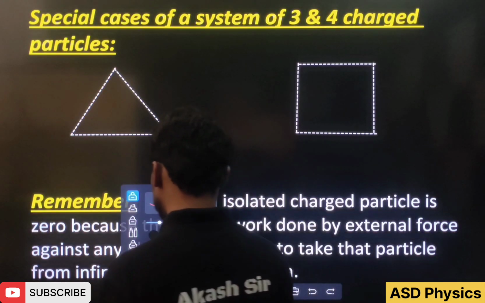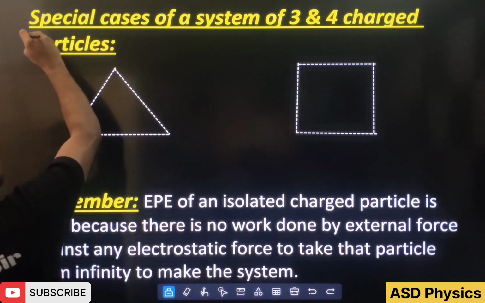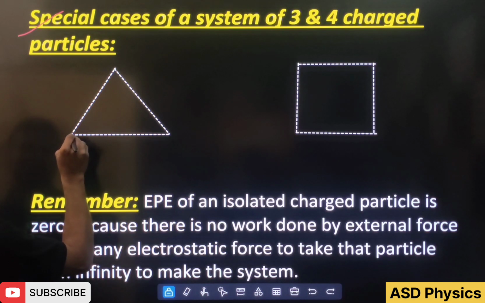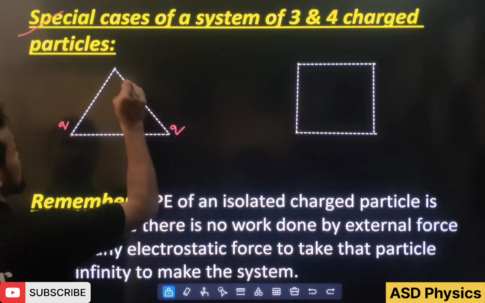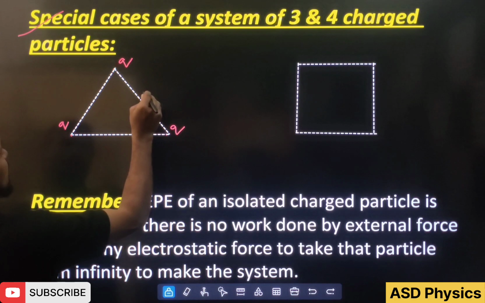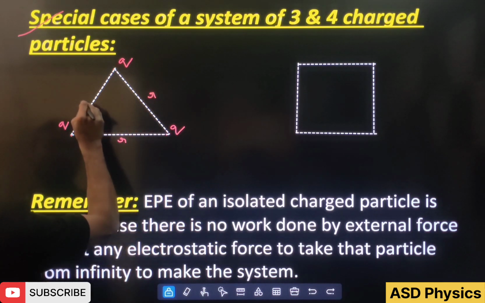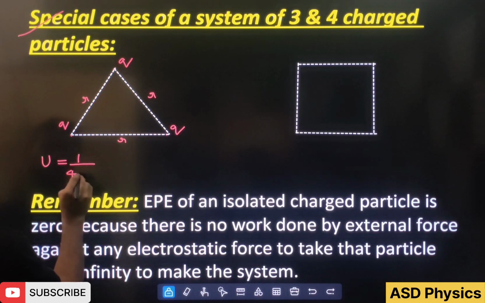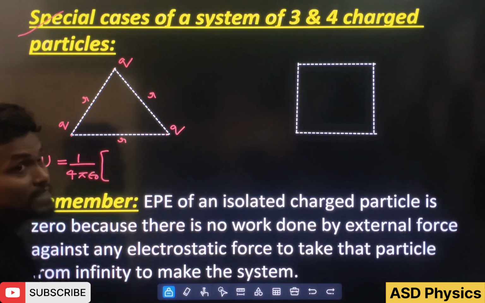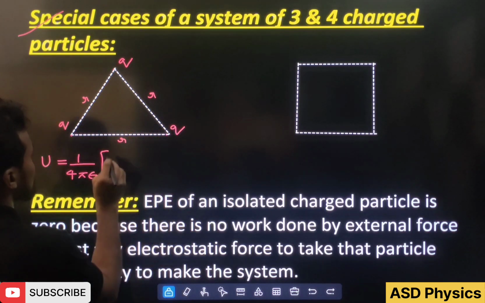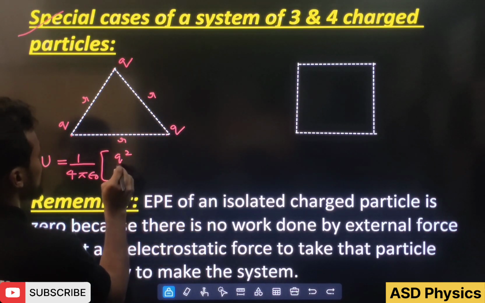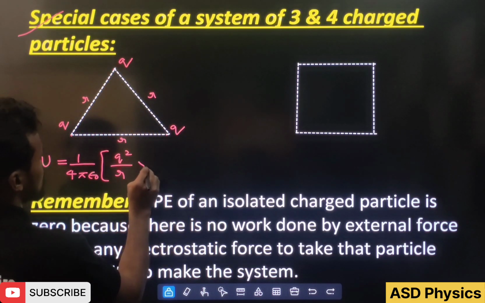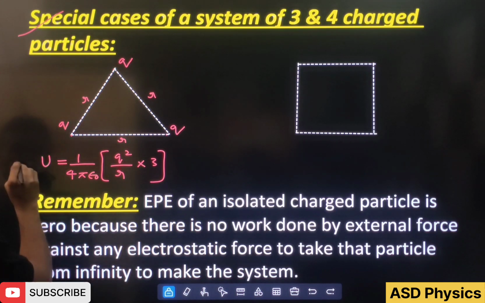Here we have some special cases. Sometimes they will ask the special cases of a system of 3 and 4 charged particles. Let's take Q here, Q here, and Q here, with each distance R, an equilateral triangle. What is the potential energy? Directly we can write 1 by 4 pi epsilon naught. There are 3 pairs, and each pair gives Q square by R. So we just multiply by 3, and this is the answer.